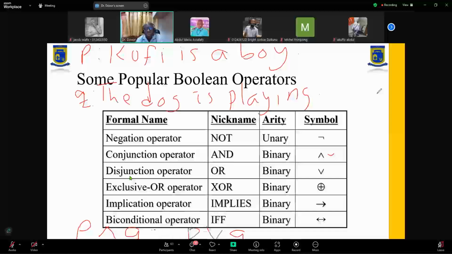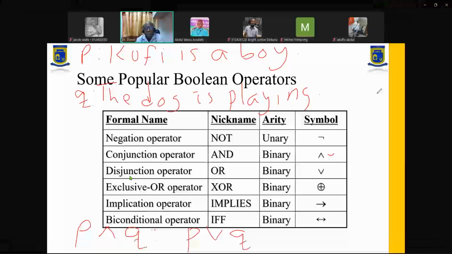Just as we do in mathematics, 1 plus 1, we use operators like addition, multiplication, subtraction, division to operate on numbers. Instead, we use operators like union, intersection, and many more, complements.